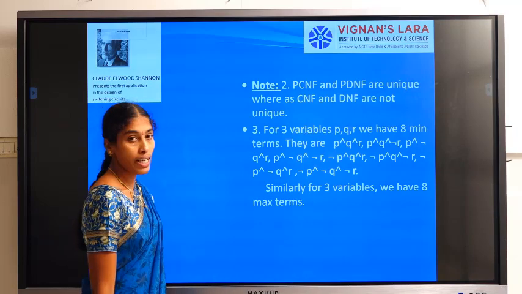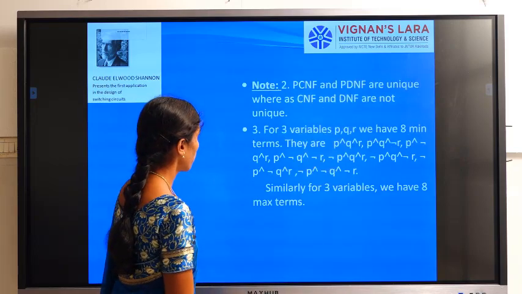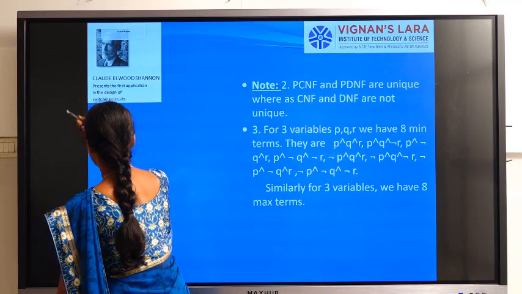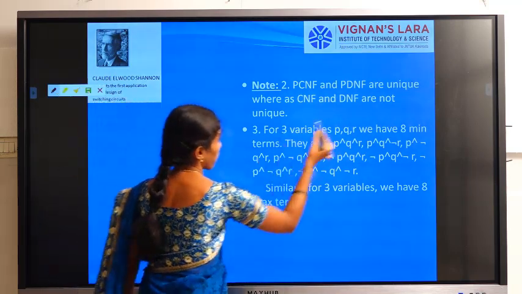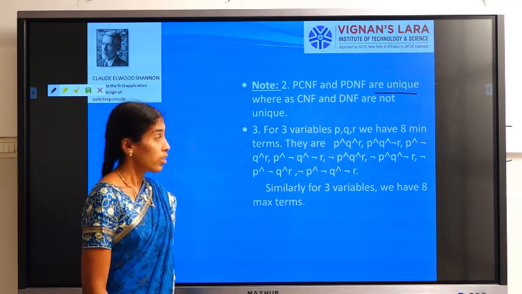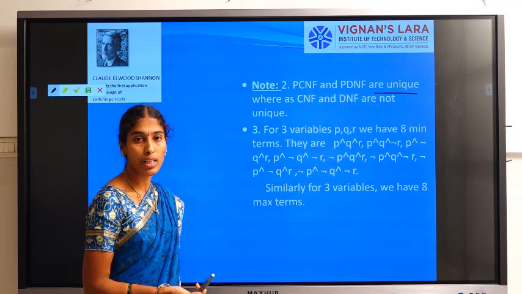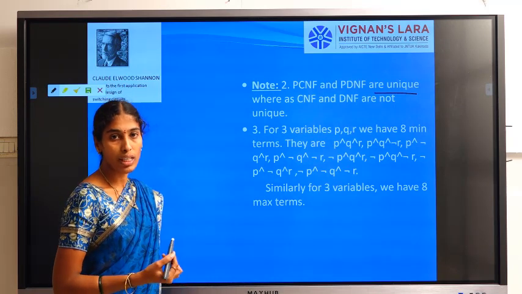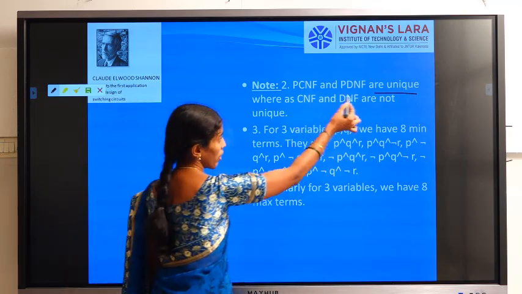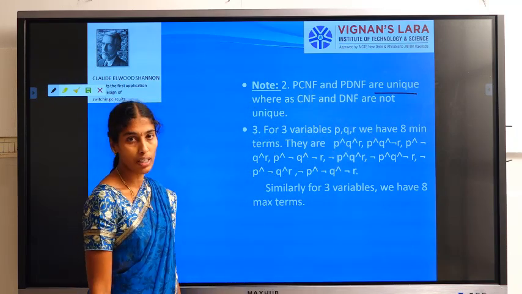Next, PCNF and PDNF are unique. If you calculate for a given formula, both PDNF, using the tabular form or using equivalent formulas, we will get only one result. So PCNF and PDNF are unique, whereas DNF and CNF are not unique.